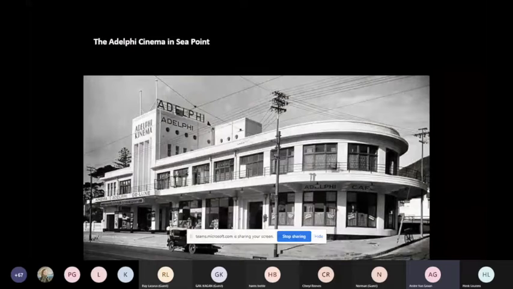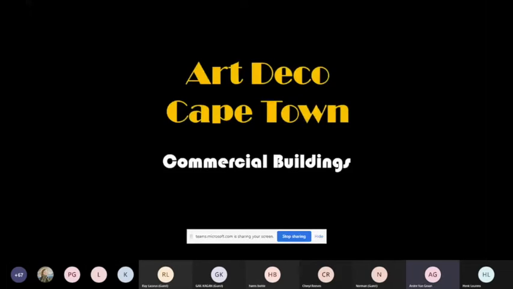Sea Point had the Adelphi. So you see there the kinema, as they called it in those days. And then, of course, again, widespread throughout Cape Town. From those buildings, so we can see that in art, so we see it in entertainment buildings.